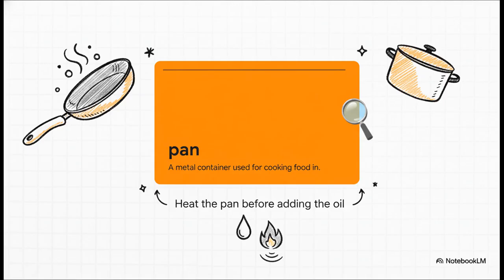Here's a simple one, but a really essential noun for the kitchen, pan. A pan is just that metal container you cook with, usually for frying things. It tends to be flatter than a pot, and a classic piece of cooking advice is always heat the pan before you add the oil.